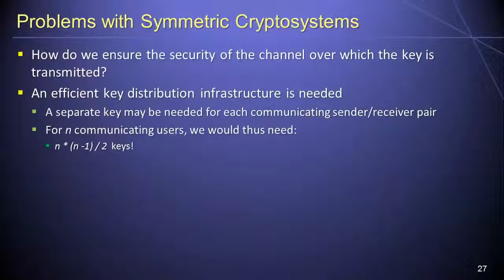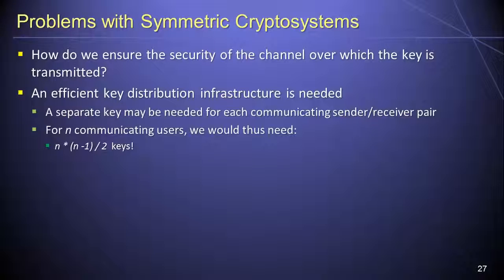A major problem with symmetric cryptosystems is ensuring the security of the channel over which the key is transmitted. If two parties wish to communicate securely over a network using a symmetric cryptosystem, then they would need to exchange a secret key using a secure channel. But how can a secure encrypted channel be established through which the key can be shared if establishing a secure channel requires that both parties already have a secret key? This dilemma is known as the key exchange problem.